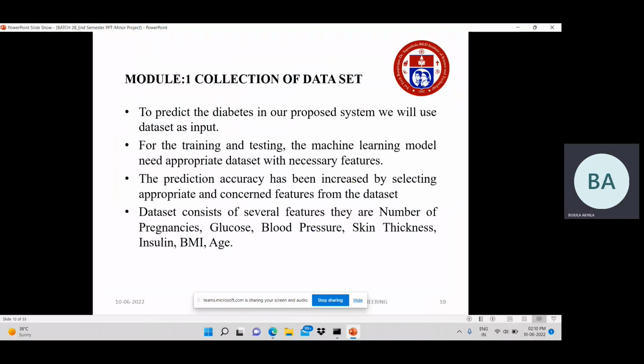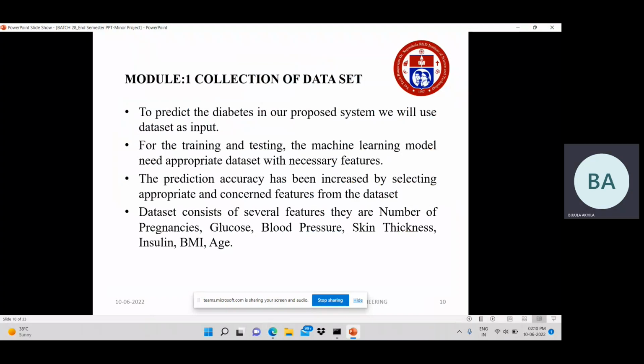In the collection of the data set, it is used to predict diabetes in our proposed system that uses the data set as input. For training and testing, the machine learning model needs an appropriate data set with necessary features. The prediction accuracy has been increased by selecting the appropriate and concerned features from the data set. The dataset consists of several features such as number of pregnancies, glucose, blood pressure, skin thickness, insulin, BMI, and age.